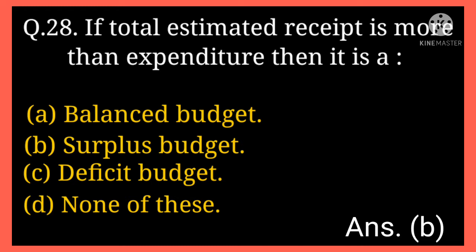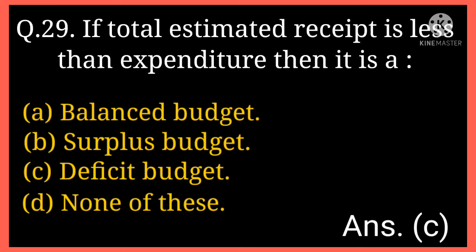Now the question number 28, if total estimated receipt is more than expenditure, मतलब अगर receipt expenditure से अधिक है तो बजट कैसा होगा? Answer is surplus budget, that is it is B. Now the question number 29, if total estimated receipt is less than expenditure, then what is the type of budget? मतलब अगर receipt expenditure से कम है तो कैसा बजट होगा? Answer is C, that is it is a deficit budget.